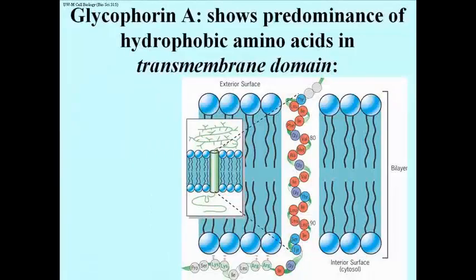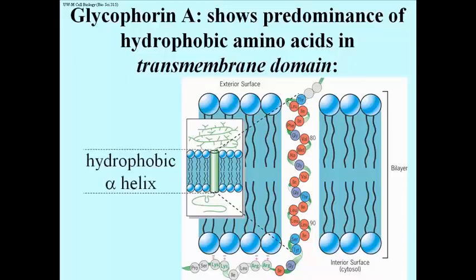This is called glycophorin A. It's on red blood cells, and it's a real example of an alpha helical region of this polypeptide, glycophorin A, embedded in the membrane, showing you the actual sequence. And in this inset, the hydrophobic alpha helix is symbolized as a cylinder, which is often the case in some of these cartoons.